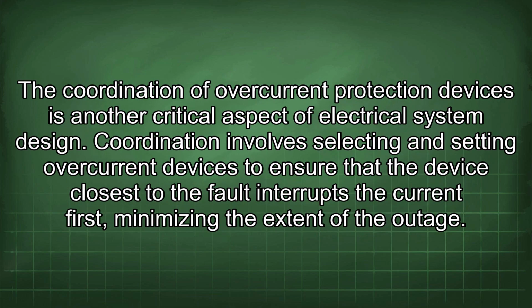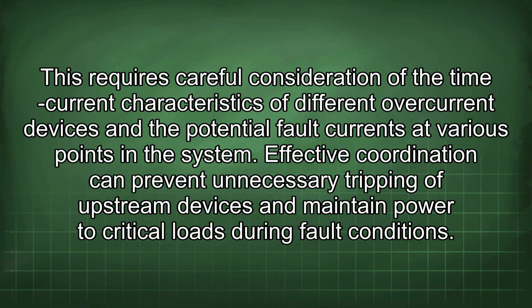The coordination of overcurrent protection devices is another critical aspect of electrical system design. Coordination involves selecting and setting overcurrent devices to ensure that the device closest to the fault interrupts the current first, minimizing the extent of the outage. This requires careful consideration of the time current characteristics of different overcurrent devices and the potential fault currents at various points in the system. Effective coordination can prevent unnecessary tripping of upstream devices and maintain power to critical loads during fault conditions.